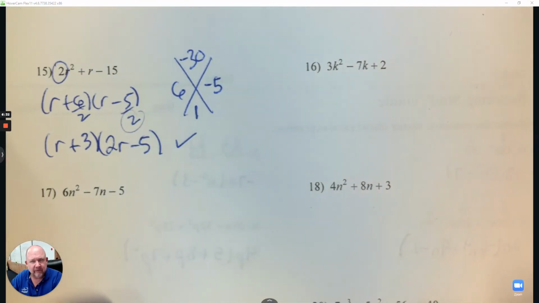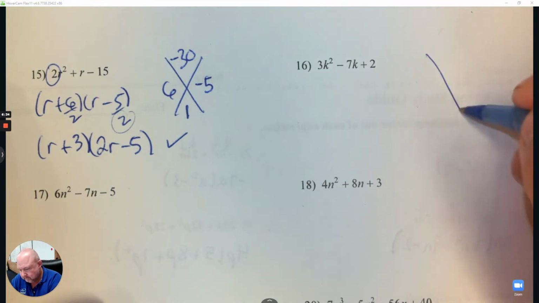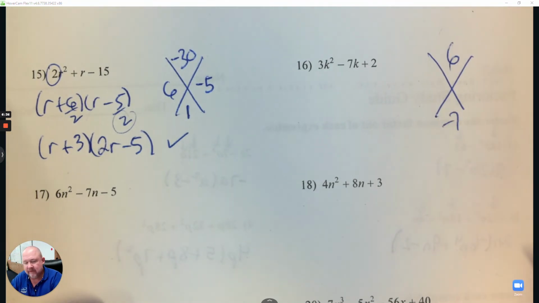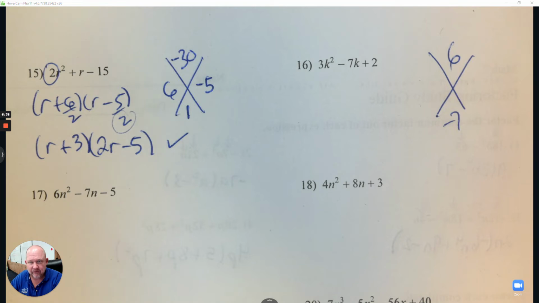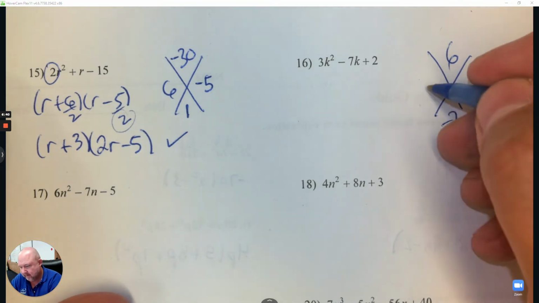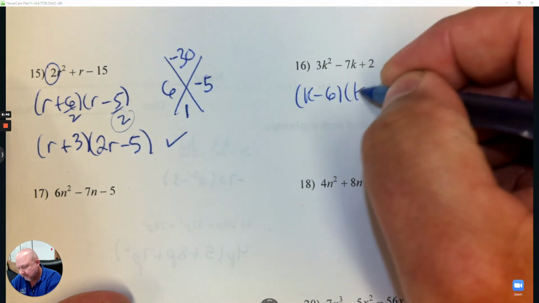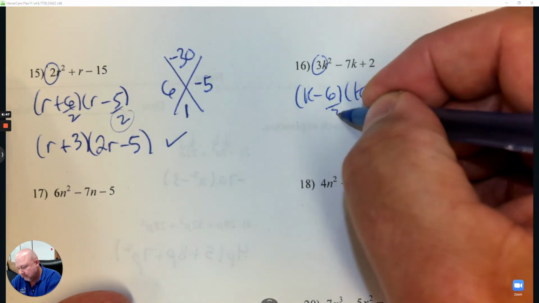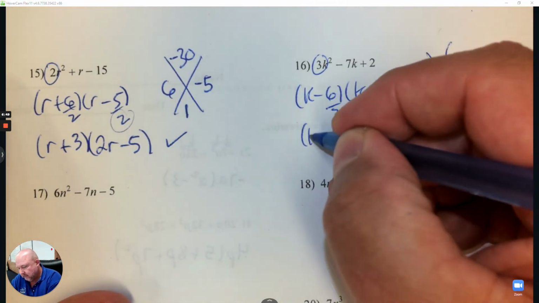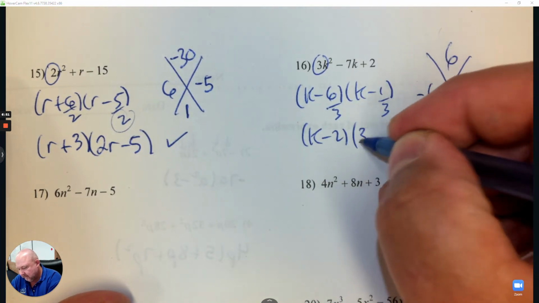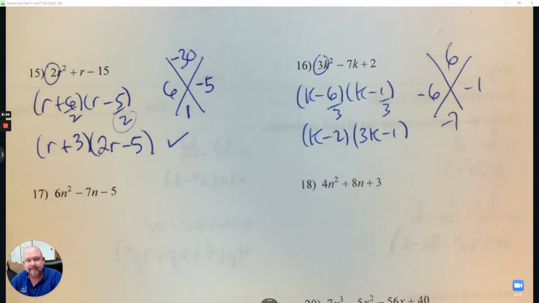All right, try number 16. 3 times 2 is 6, and negative 7. Press pause and see if you can find the numbers that fit. They're negative 6 and negative 1. That's what we write down. And then we divide by 3. So 6 divided by 3, and slide the denominator in front.